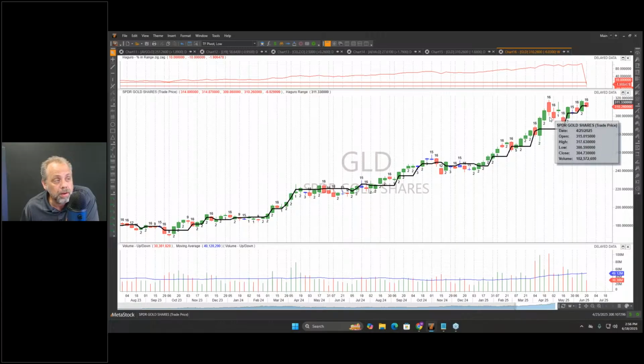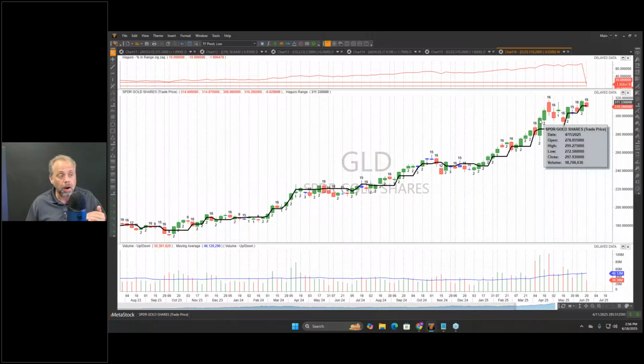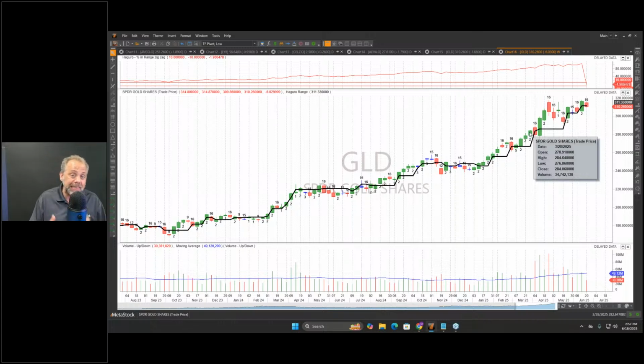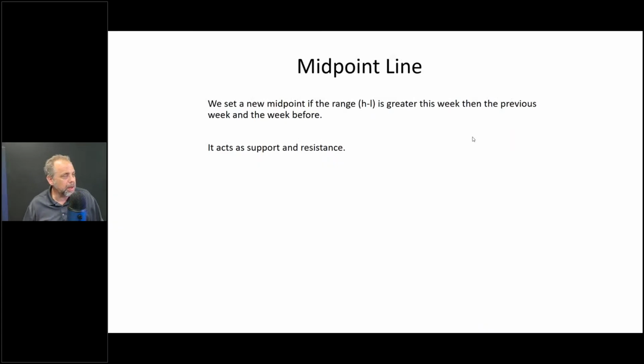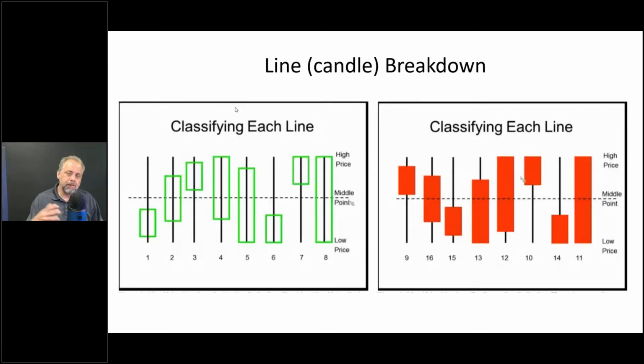Any of these other bars where it doesn't move, the range is smaller than either the bar before it or the bar before that. So if I look here, this is a big range bar. It's an important bar, but it's also going to be bigger than the week before it, and bigger than the week before that. So that's when it moves, only when that range exceeds that. I think I've got that written down here. We set a new midpoint line range if the high minus low is greater this week than the previous week and the week before, and it acts as support and resistance.